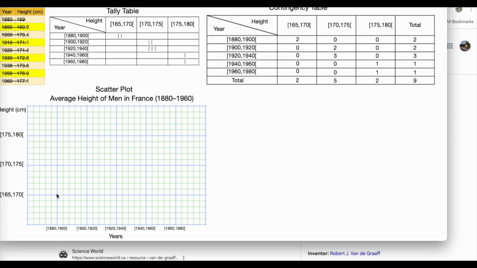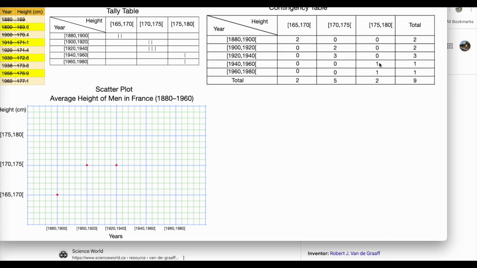I've got 2 at 1880 to 1900, at 165 to 170. Right here, I've got 2 little dots on top of each other. Think of it that way: 2 dots here, or 1 dot if you like. The next one, I've got 2 dots at 1900 to 1920, corresponding to 170 to 175. I'm putting 2 dots right here. I'm putting 3 dots at 1920 to 1940 and 170 to 175. Think of it as 3 dots right on top of each other. We only see the 1 dot as my point.